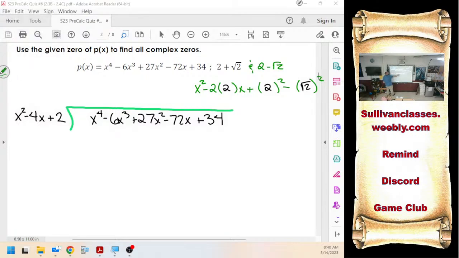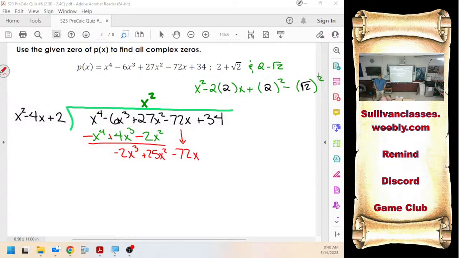So 27x squared divided by x squared is, whoa. X to the fourth divided by x squared. I was looking in the right spot. Just said the wrong thing. Multiply. X squared times the stuff is x to the fourth minus 4x to the third plus 2x squared. Change those signs. Getting negative 2x cubed plus 25x squared minus 72x, and some of us might be freaking out a little bit because we're seeing larger numbers than we normally do. Trust the force, Luke.